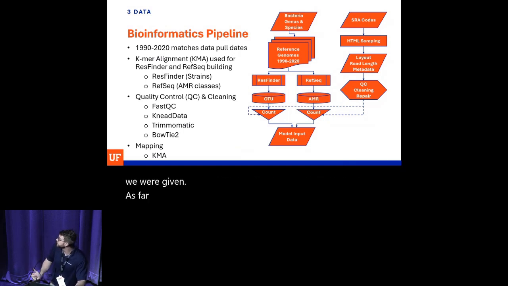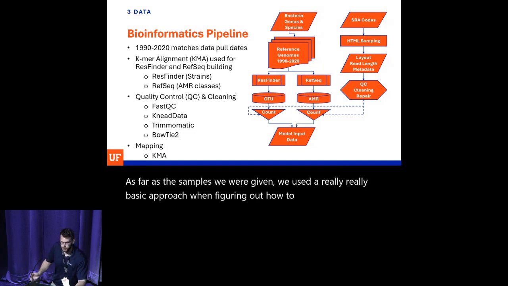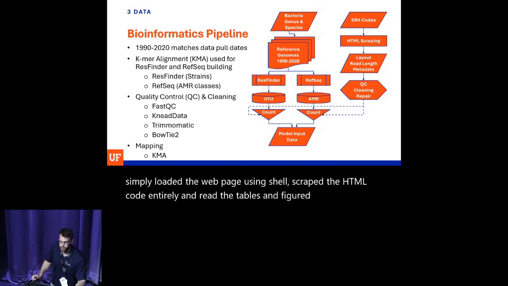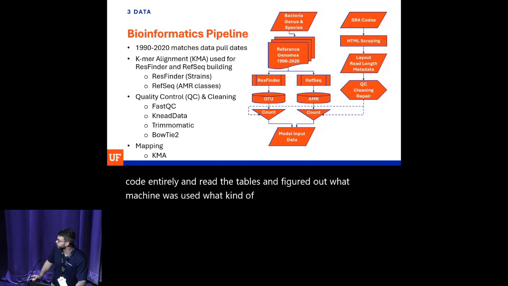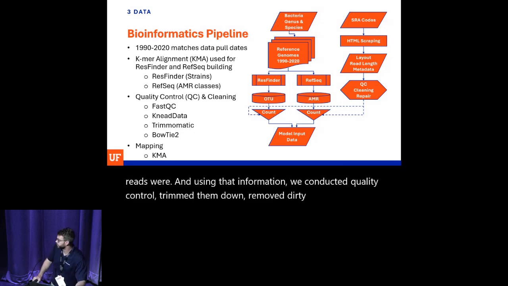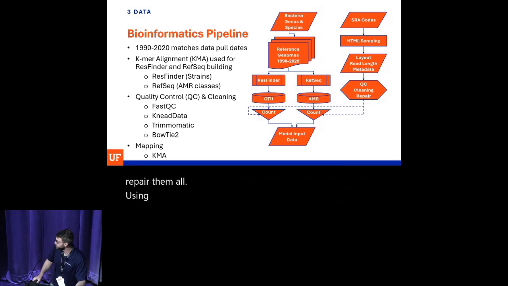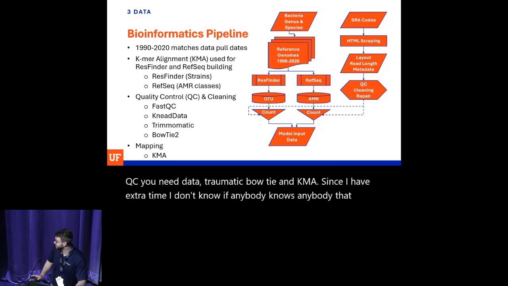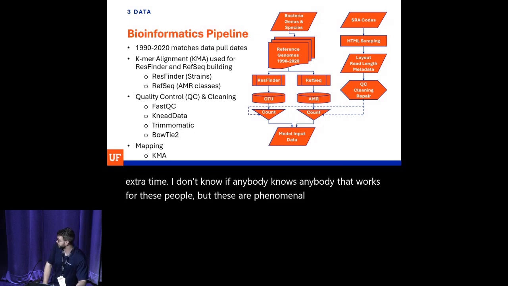As far as the samples we were given, we used a really basic approach when figuring out how to process these. We simply loaded the web page using shell, scraped the HTML code entirely, read the tables, and figured out what machine was used, what kind of ends were used, how long the reads were. Using that information, we conducted quality control, trimmed them down, removed dirty data, and repaired them all using the commonly known tools up on the screen now: FastQC, NeedData, Trimmomatic, Bowtie, and KMA. Since I have extra time, I don't know if anybody knows anybody that works for these people, but these are phenomenal tools, and this project could not have been done without them.